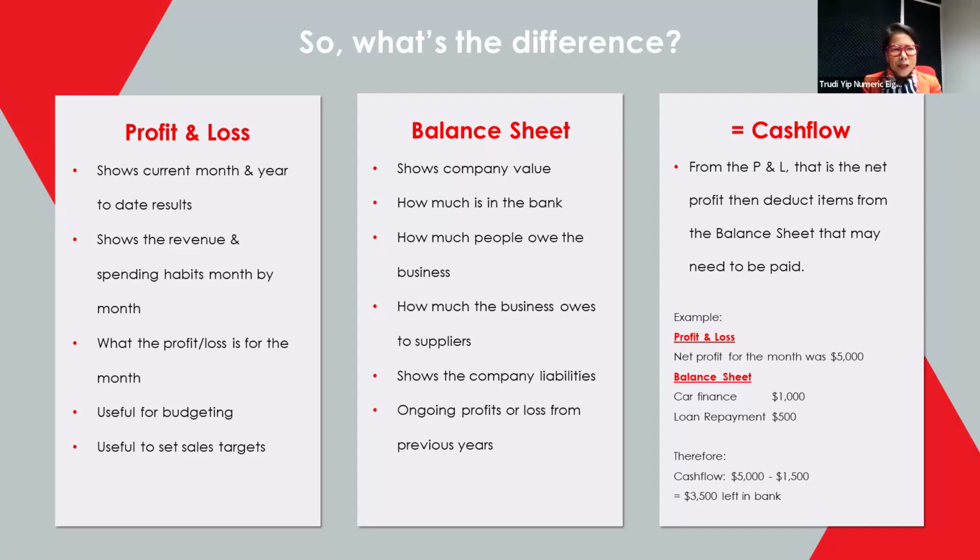So profit and loss. It shows your current month and year to date results. Again, let's go with month. Let's be proactive and look at it monthly. It shows the revenue and your spending habits month by month and how quickly you can influence that. Spending habits, you can quickly reduce a lot of your costs, or actually it allows you to even review your costs.